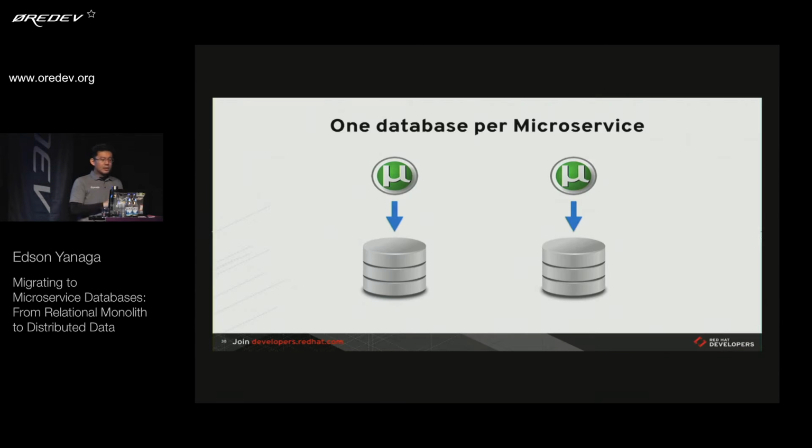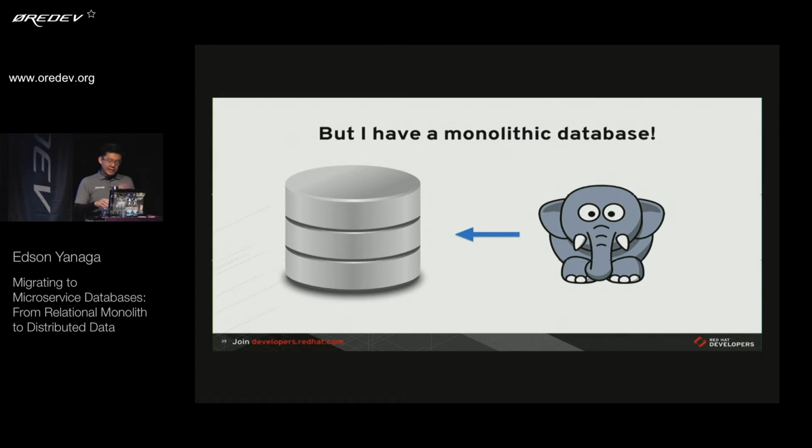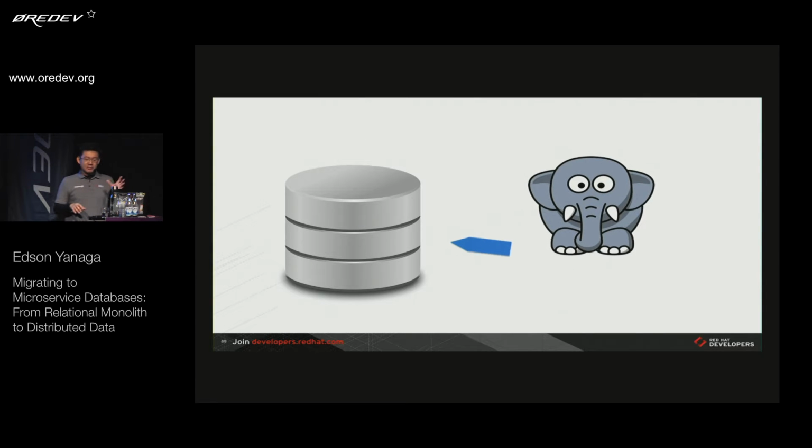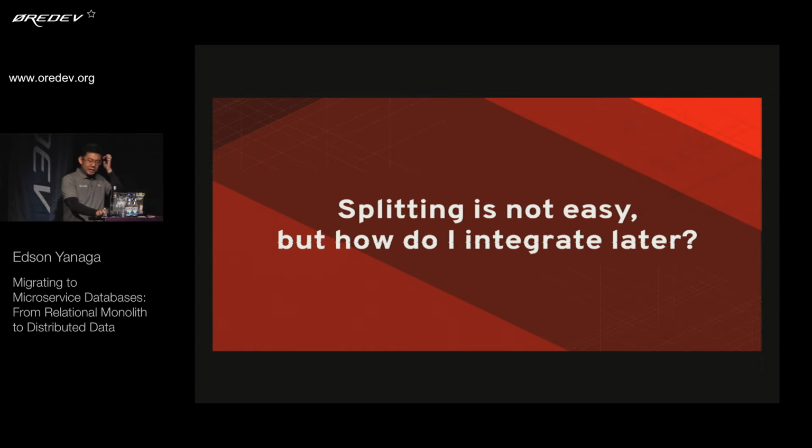Okay? So the basic principle is I need one database per microservice, but I still have a legacy monolithic database. And the answer is that for quite a certain amount of time, your monolith and your microservice will need to be reading and writing maybe from the same data set. And definitely, they will need to integrate the data that you have split after a long time. In fact, for the lifetime of your system, you have to be integrating this data. As I said, splitting is not easy, but how to integrate later.